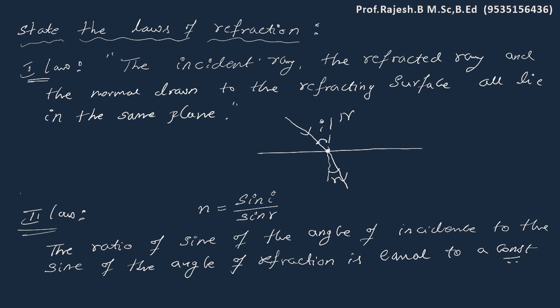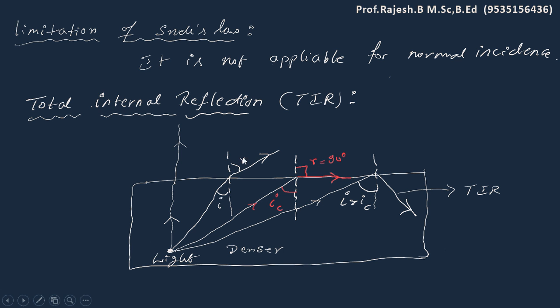Next, state the laws of refraction. Two laws of refraction. The incident ray, refracted ray and normal all lie on the same plane and meet at the same point. Second law: the ratio of the sine of the angle of incidence to the sine of the angle of refraction is equal to a constant. That constant is the refractive index of the medium. Limitation: it is not applicable for normal incidence.